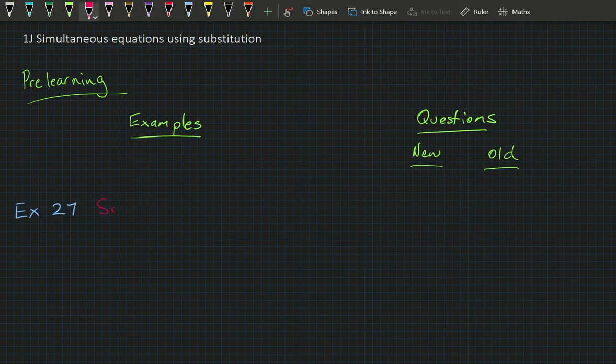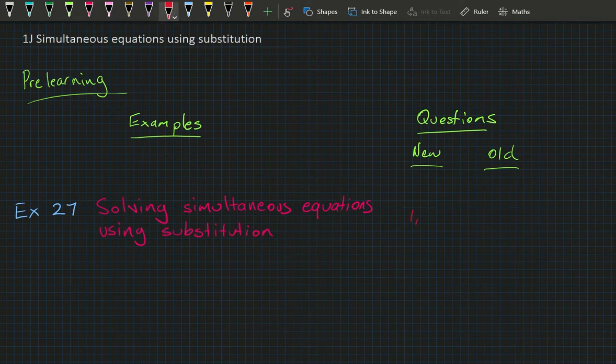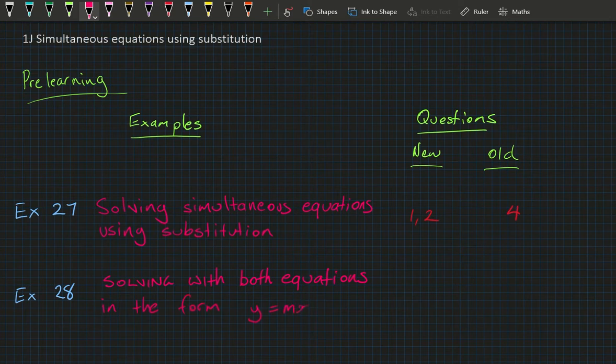First, we'll have example 27, where we'll be solving simultaneous equations using substitution. Your questions that relate to this example are questions 1 and 2 in the new book and question 4 in the old book. Then we'll move on to example 28, where we'll be solving with both equations of the form y equals mx plus c. Your questions relating to this example are questions 3 and 4 in the new book and question 5 in the old book. Okay, let's move on to the introduction.